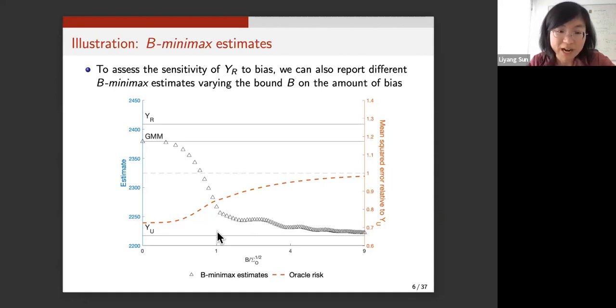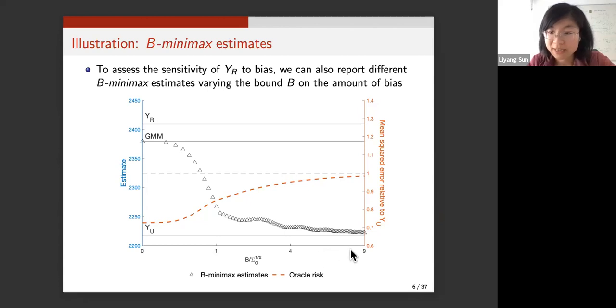If we're less certain whether the parallel trends assumption holds exactly and think there might be some bias in the zero pre-trend estimator, but we might think that this bias cannot be too large, for example, place a bound that the bias cannot be more than 1 standard error away from 0, then we can report the corresponding B minimax estimate, which is shown here in this triangle. And we can also calculate its corresponding minimax risk here, which I plot in the orange dashed curve that tracks the minimax risk as we vary the upper bound on the bias.